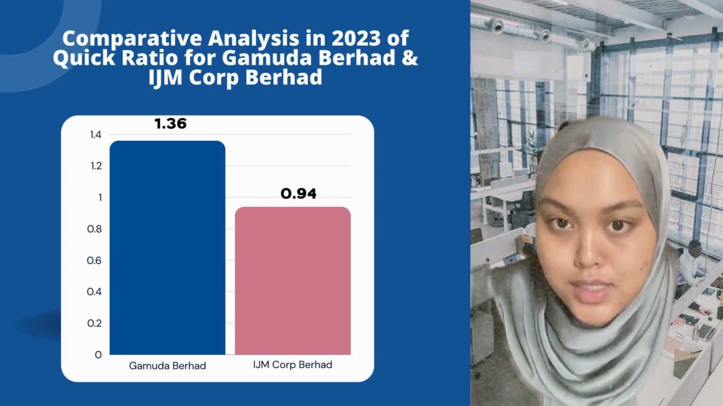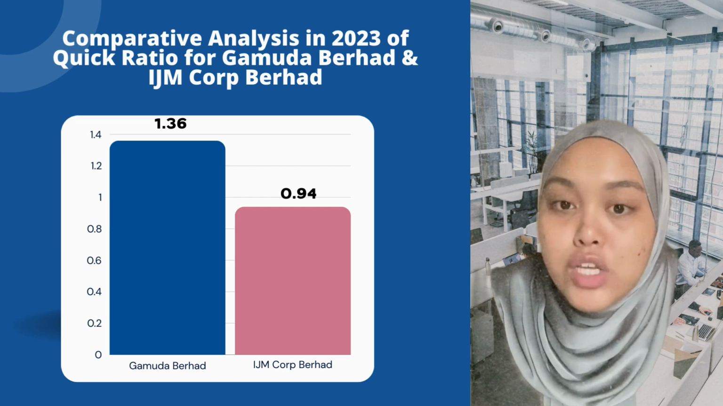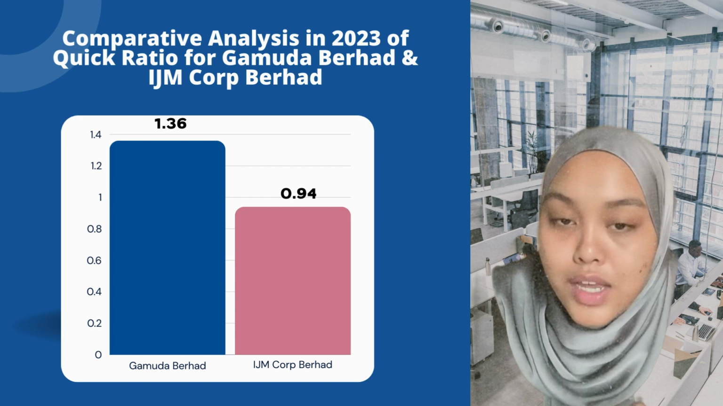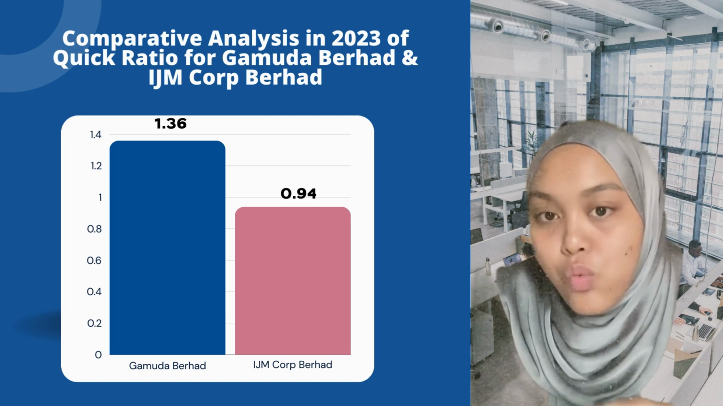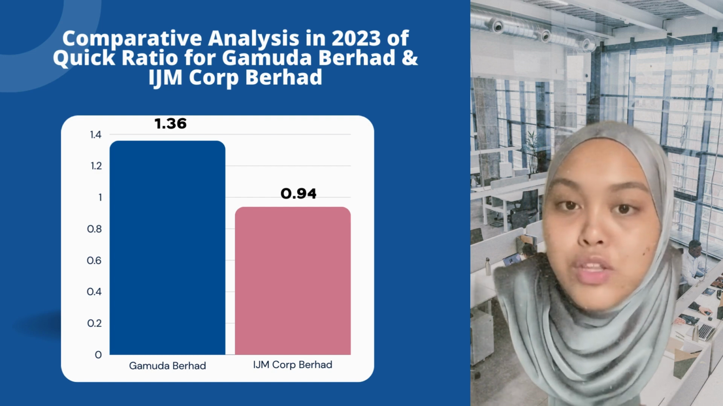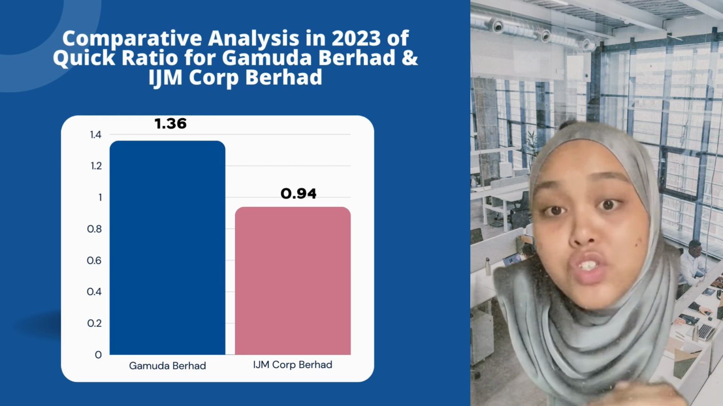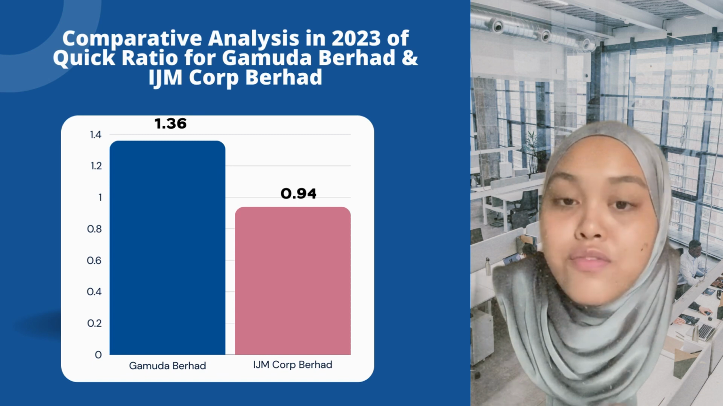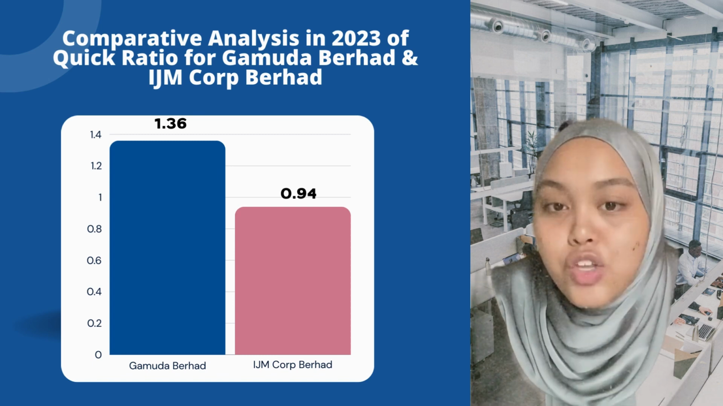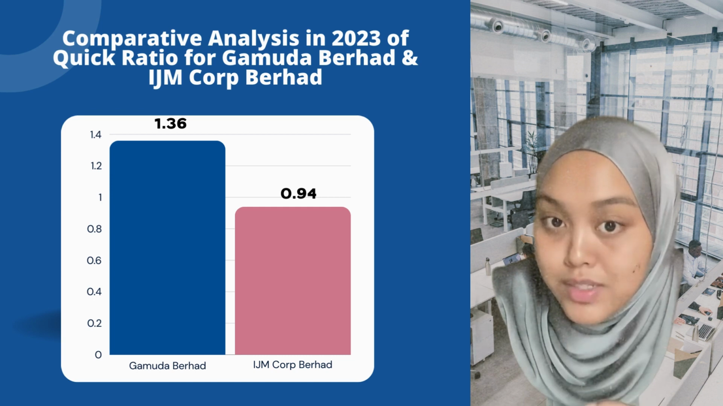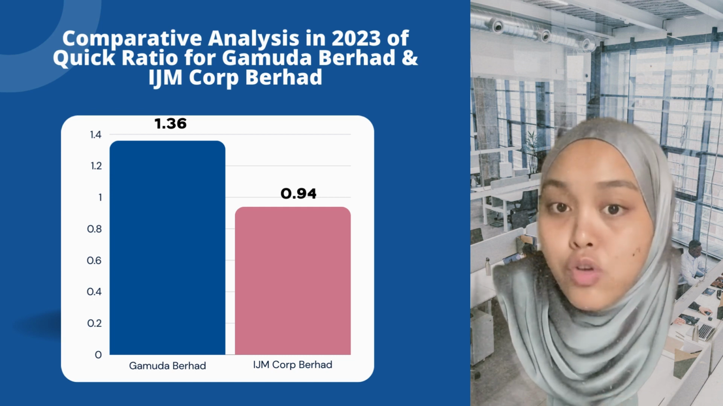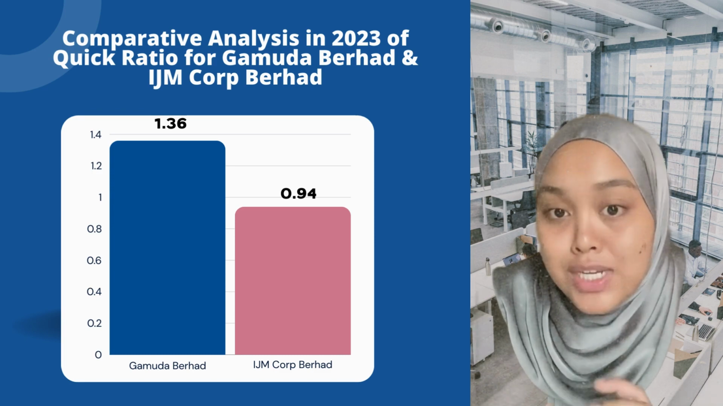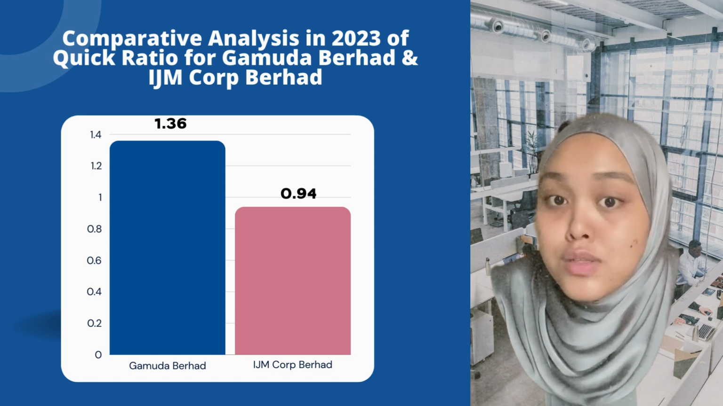Comparative analysis in 2023 of the quick ratios for both companies. Based on the quick ratio, Gamuda has the higher ratio at 1.36 compared to IJM Corp Berhad at 0.94. Gamuda Berhad is better at paying off obligations without relying on inventory sales, with a stronger liquidity position, better cash flow management, and lower debt than IJM Corp Berhad. IJM Corp Berhad's lower quick ratio suggests a challenge in managing short-term liabilities.